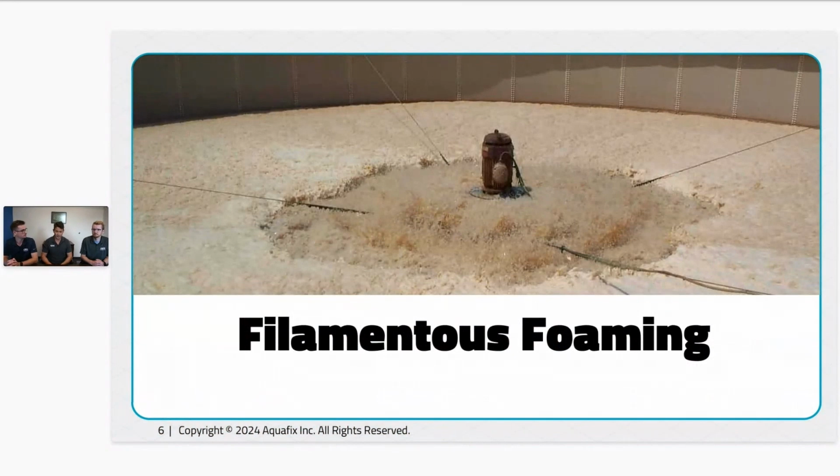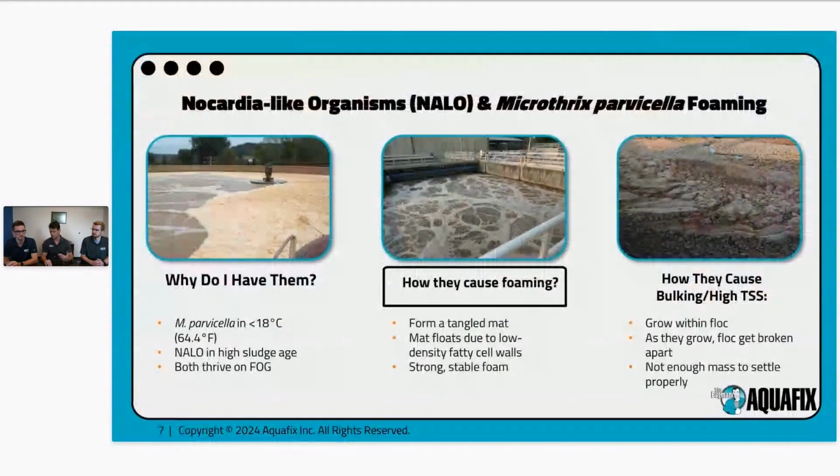And to start, one of the most common issues that we get from our operators is foaming filaments. There are many different types of foaming filaments. We're going to specifically focus on Nocardia and Microthrix. Here's some information that gives you a little bit of an idea of how these filaments come about. Generally, it's the environment that we create that's going to exacerbate a certain type of filament.